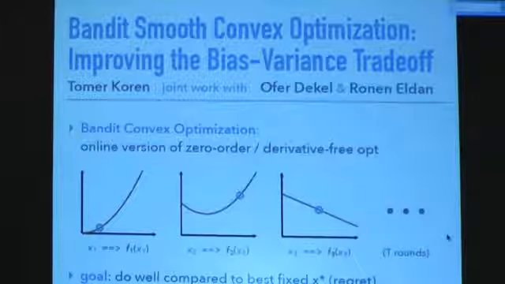So this goes on for t rounds, and our goal here is to do well compared to the best fixed point x star had we played it constantly throughout the t rounds. This is what we call regret. So this nice problem was first studied in 2004 by Flaxman, Kalai, and McMahan, and was extensively studied since then. And despite this effort, it is still open for more than a decade, even in the one-dimensional case.